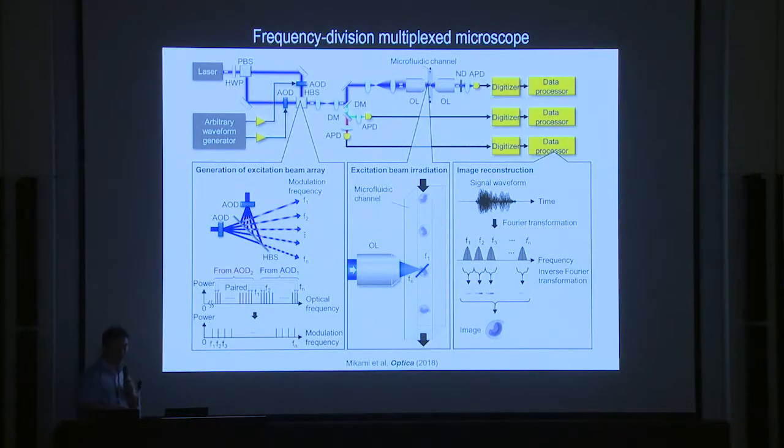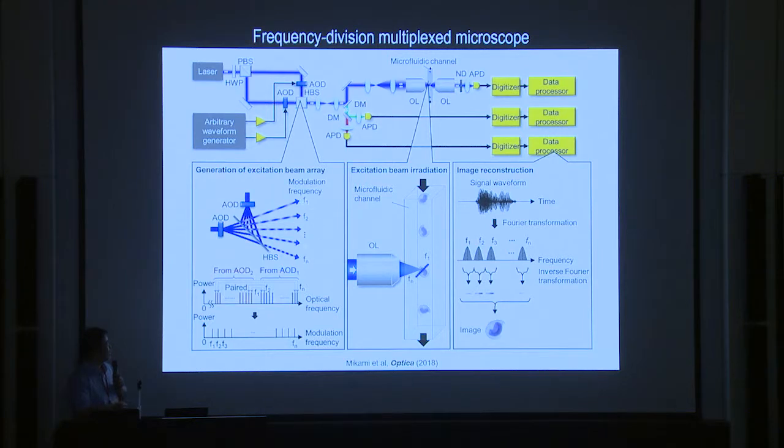So how do we take fluorescence pictures of every single cell? We use a technique called frequency division multiplexed microscopy. It's kind of complicated, but let me explain how it works.